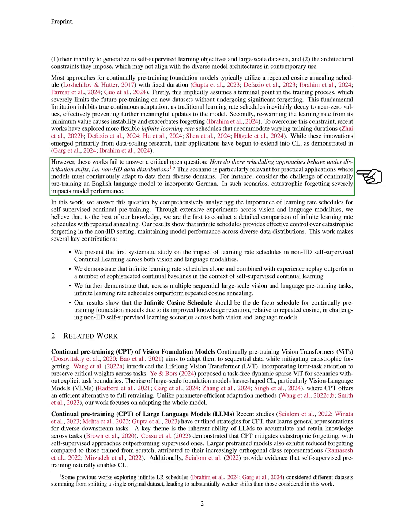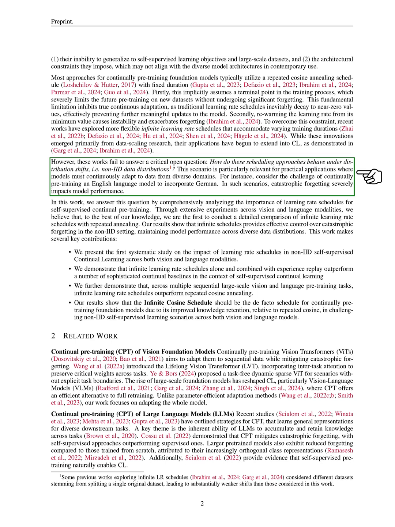However, a crucial question remains unanswered: how do these scheduling methods perform when faced with distribution shifts, particularly with non-IID data? This is especially important for real-world applications where models need to adapt continuously to data from various domains. For example, continually pre-training an English language model to include German presents a challenge, as catastrophic forgetting can significantly degrade performance.